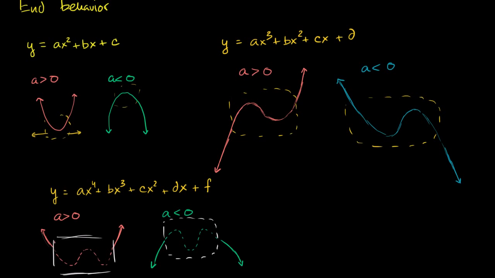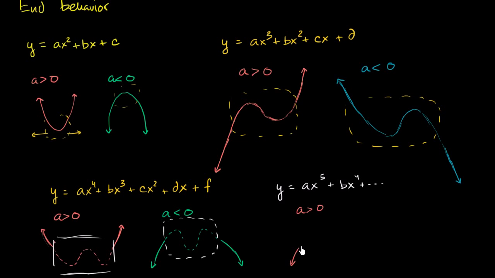So the general idea, and actually let me just do a fifth degree just to make it clear. If I had something of the form y is equal to ax to the fifth plus bx to the fourth plus, and it just went all the way, I won't even have to write it. This thing, if a is greater than 0, would look something like this. Its end behavior is similar to a third degree polynomial where a is greater than 0. At the end, it would do this.